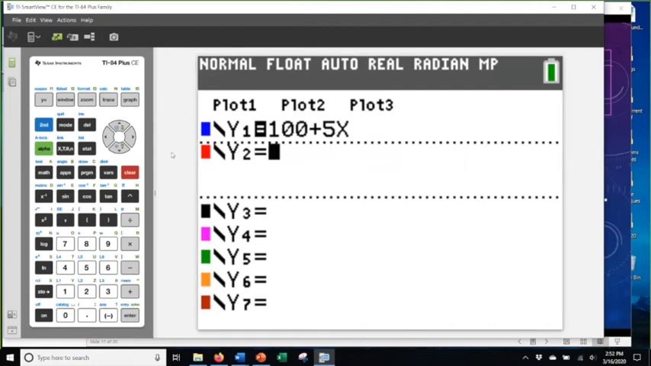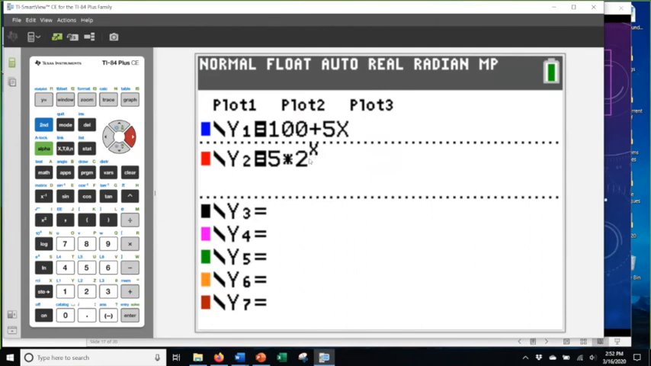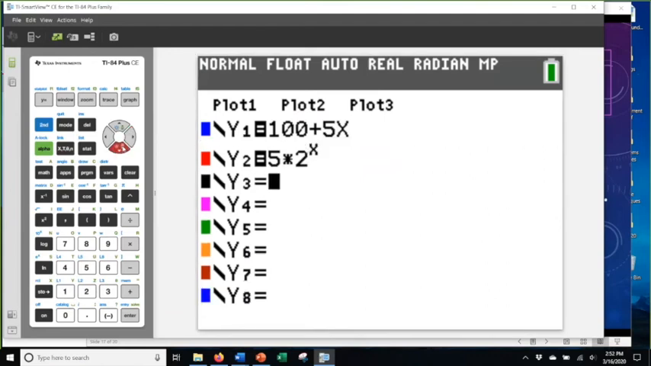The second scenario, where I start with 5 and then I double it, it's 5 times 2 to the number of weeks, because after 1 week, it's going to be 5 times 2, but after 2 weeks, it's going to be 5 times 2 times 2. After 3 weeks, 5 times 2 times 2 times 2, for an exponent of 3.